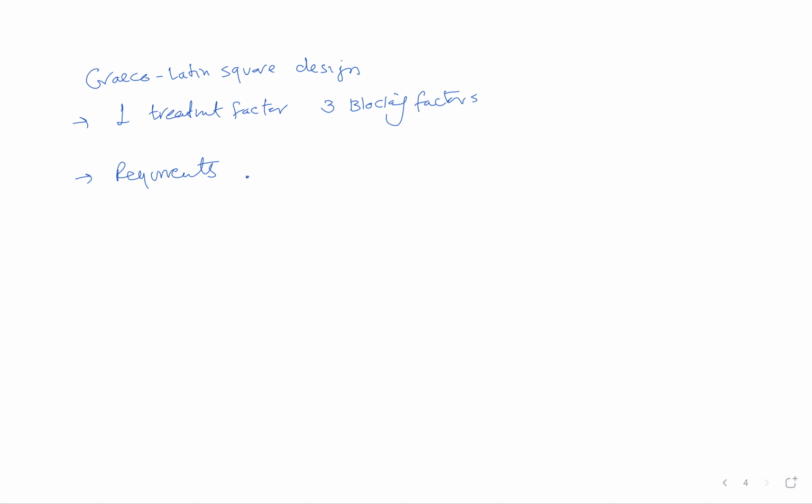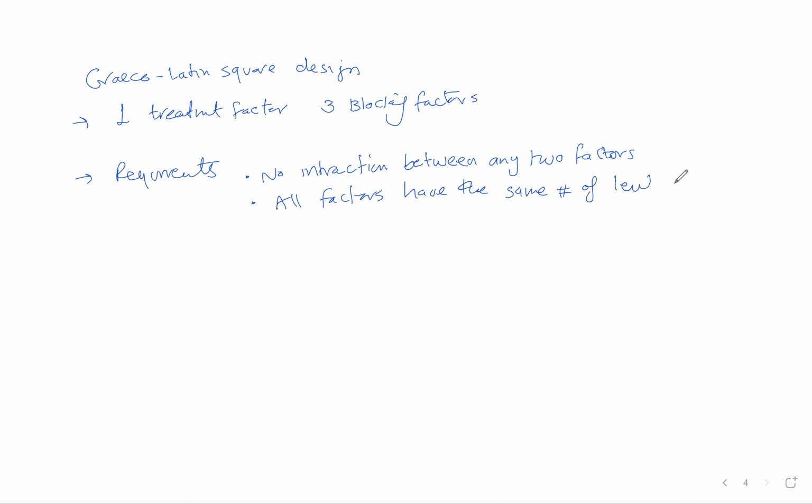We have 4 factors. No interaction between any 2 factors. And all the factors have the same number of levels, which is P.